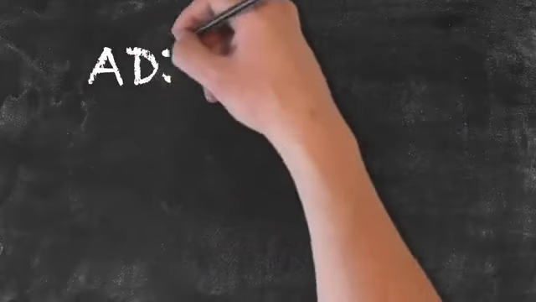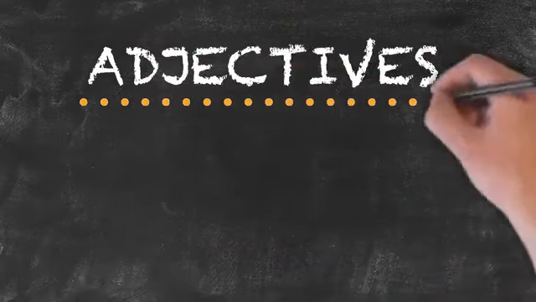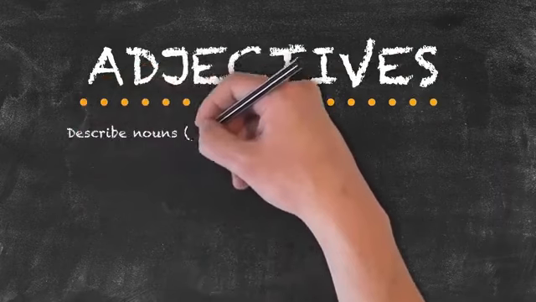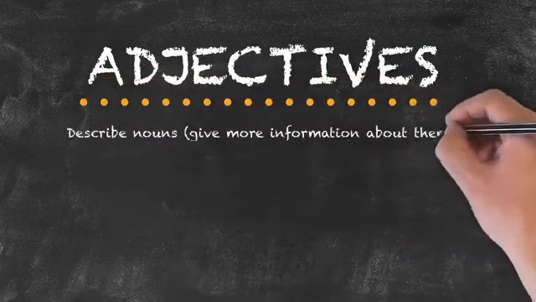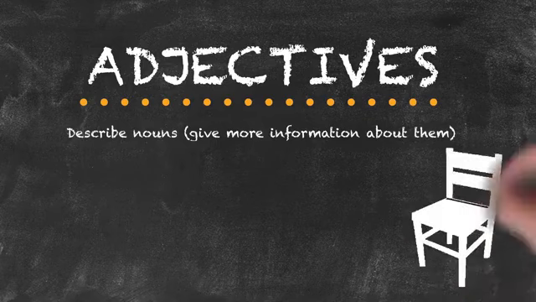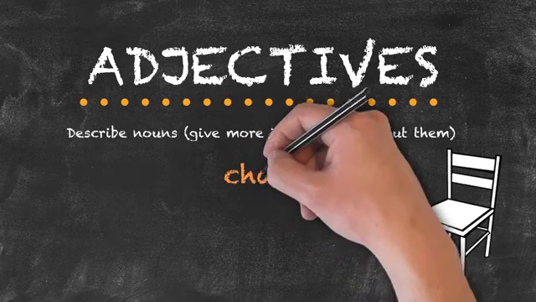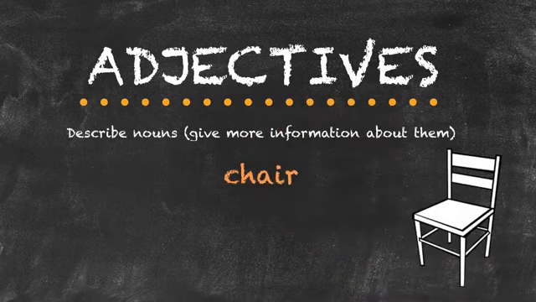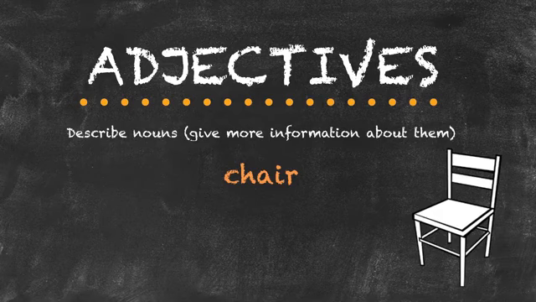Further down our list of parts of speech, we have our adjectives. Adjectives modify or describe nouns. Basically, they give more information about the noun. Here, we've used a noun such as chair. It could be any old chair. It's only the noun. If we want to describe the noun, we need to use an adjective before it.